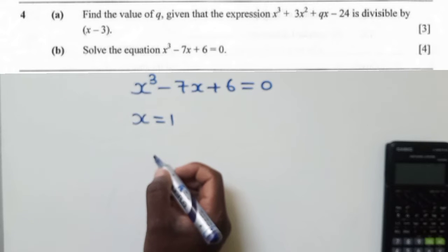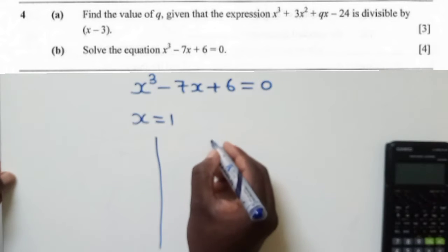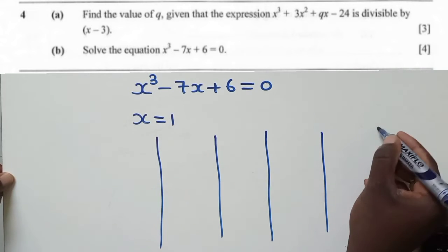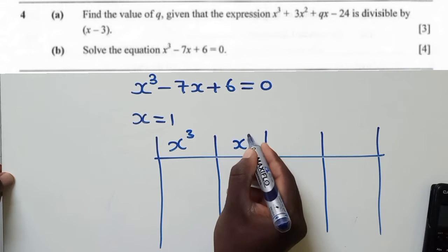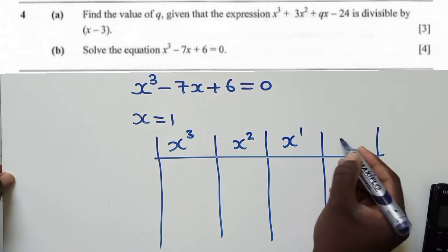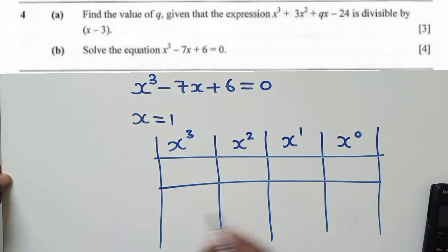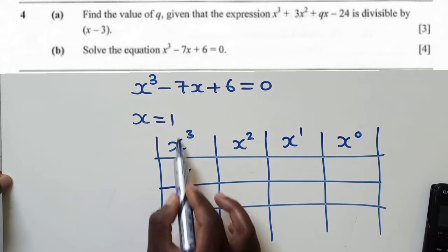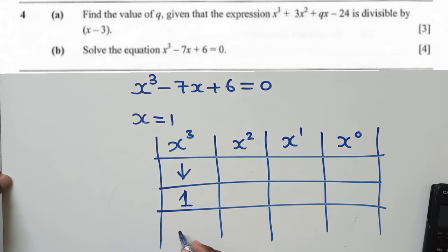For synthetic division, come up with a table like this. This is a table right here, and these are our x power 3, x power 2, x power 1, and x power 0. Next, close there, put an arrow, and then check what coefficient we have at x power 3 here. It's a 1. So write your 1 right here.